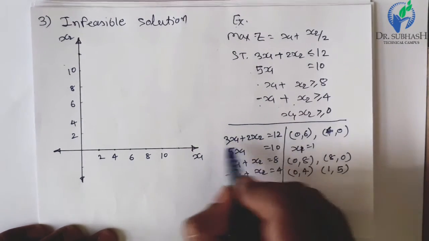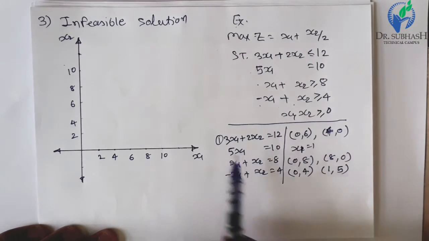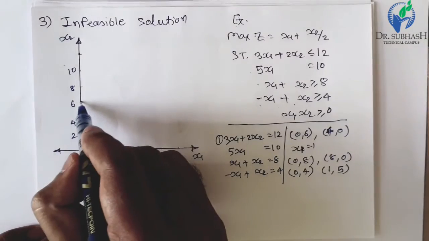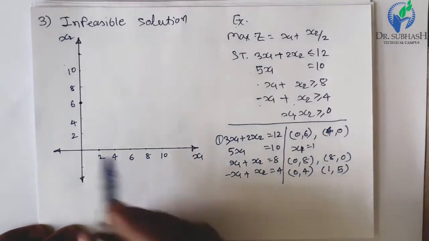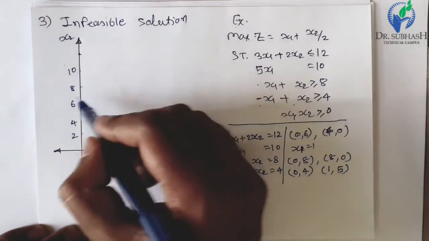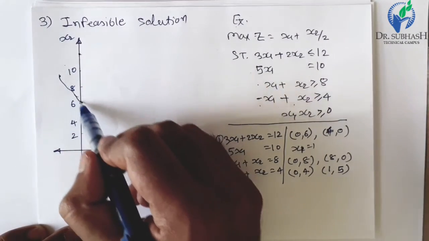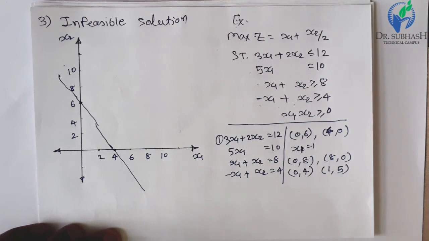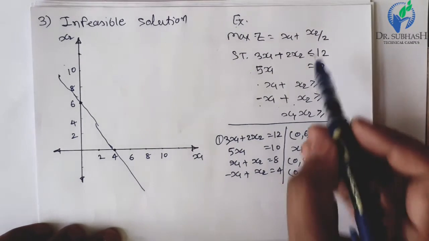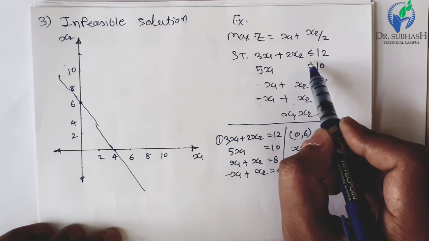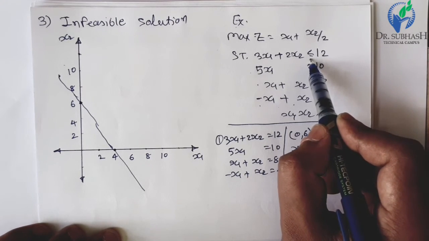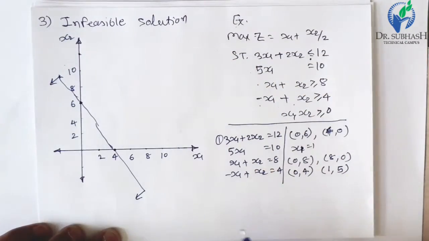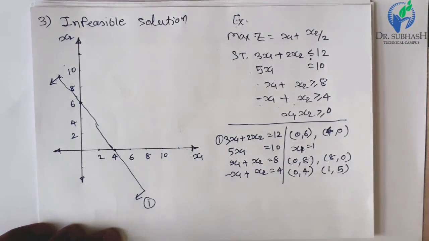Then let's plot the graph for equation number 1, or constraint number 1. The point 0, 6: x1 is 0 and x2 is 6, the point lies here, and 4, 0. You will get the line passing through both these points in this manner, and the area chosen for the constraint is according to the less than or equal to sign. So less than or equal to sign, so the area is towards the origin. So this is constraint number 1.